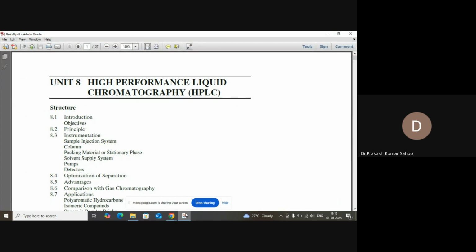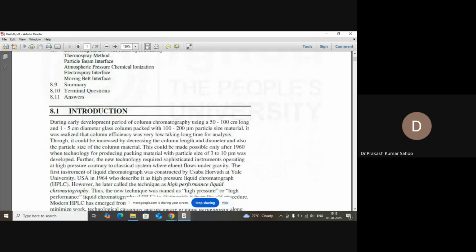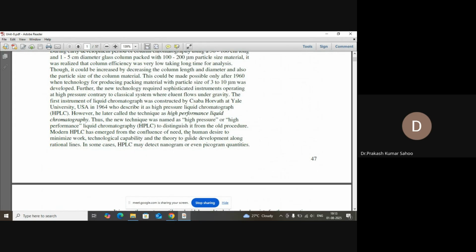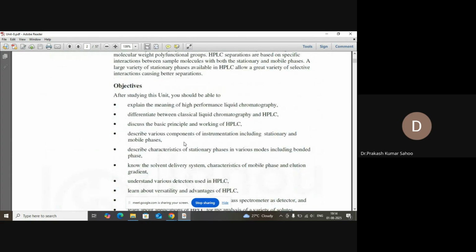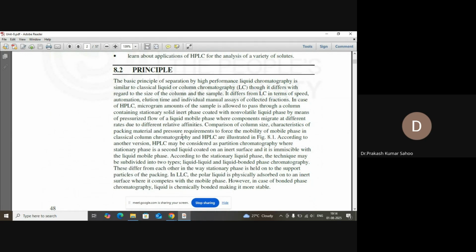High performance liquid chromatography is a very sophisticated, modern technique, which is very sensitive and takes less time than the traditional liquid chromatography instrument. It was first introduced in the USA in 1964. Just go through this paragraph, and we will have the objective and principle, and the principle is the same.